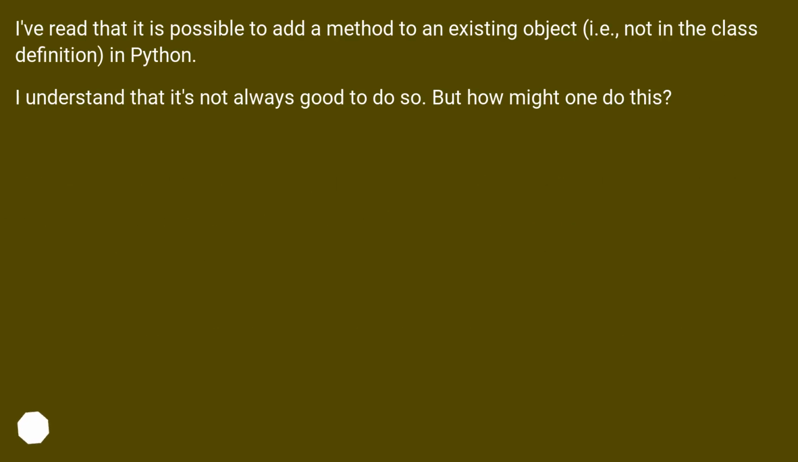Adding a method to an existing object instance. I've read that it is possible to add a method to an existing object, i.e., not in the class definition, in Python. I understand that it's not always good to do so. But how might one do this?